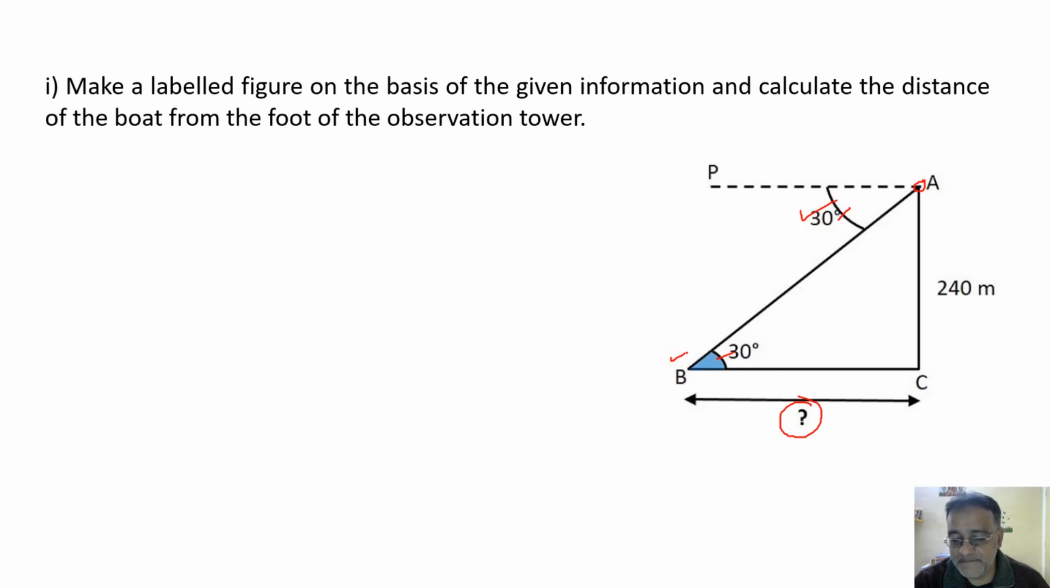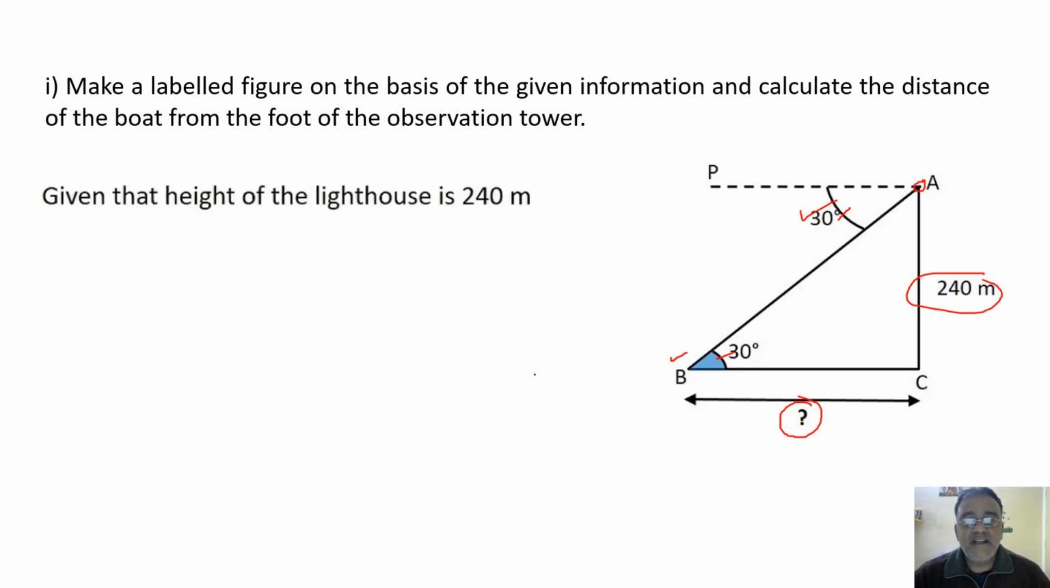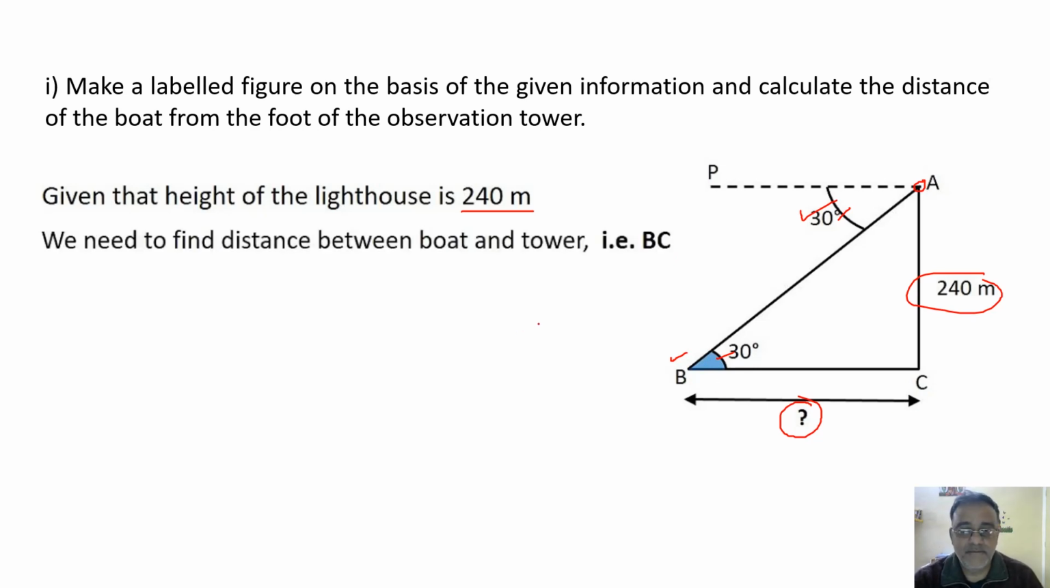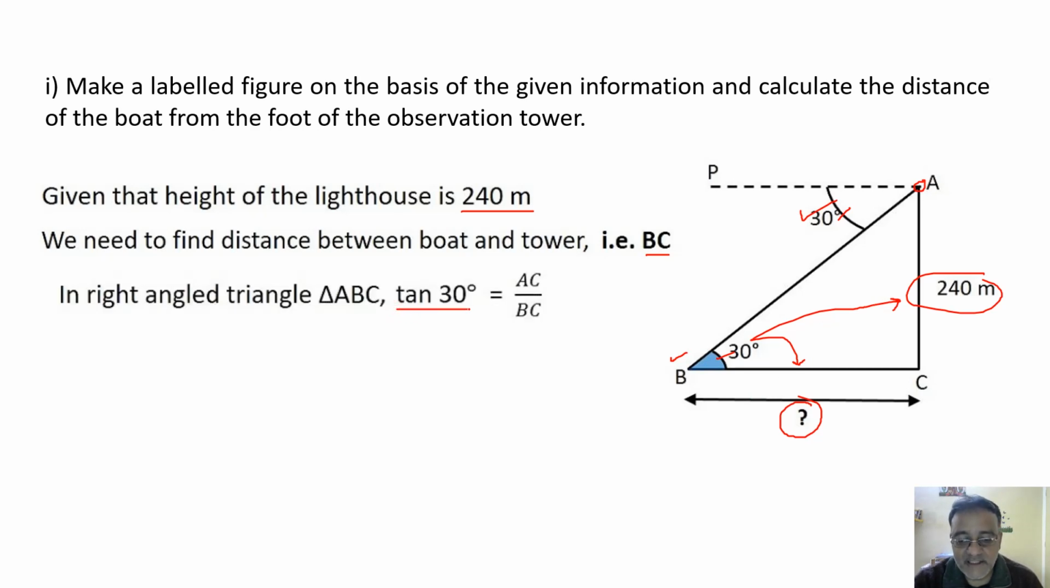B is the position of boat, right? And 240-meter height is already given in the question statement. So given that height of the lighthouse is 240-meter and we need to find the distance between boat, that is B, and tower C. ठीक है, foot of the tower BC. So we'll use tan because opposite side is given and adjacent we need to find. So tan 30 is equal to AC upon BC in this triangle. And what is the value of tan 30 degree? 1 by root 3. Yes, 1 by root 3 is equal to 240 upon BC. Now we'll cross multiply. So we'll get BC is equal to 240 root 3 meter.